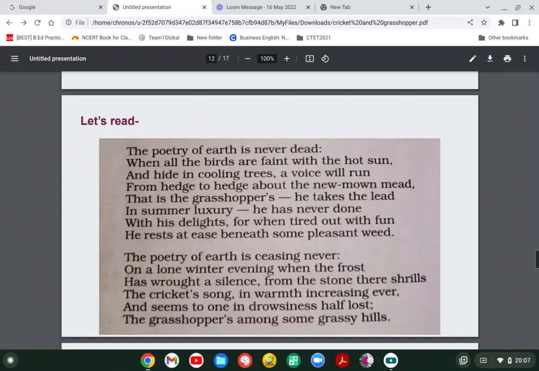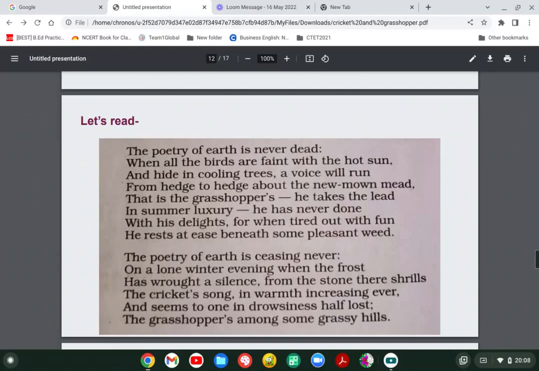And it is saying that from hedge to hedge, from every hedge and fence, you can listen to the grasshopper. The grasshopper is basically an insect that is here in the poem enjoying all kinds of luxuries. It is also known as the summer animal, and it can be seen only in summers. So the grasshopper is taking the lead. It is coming out and having a certain kind of fun in the summers.